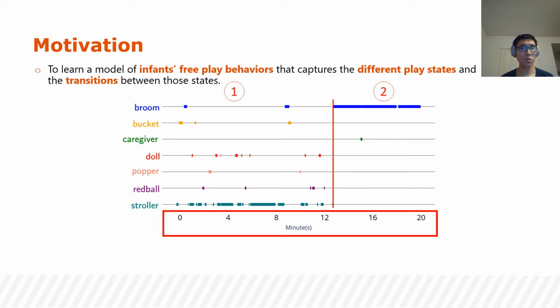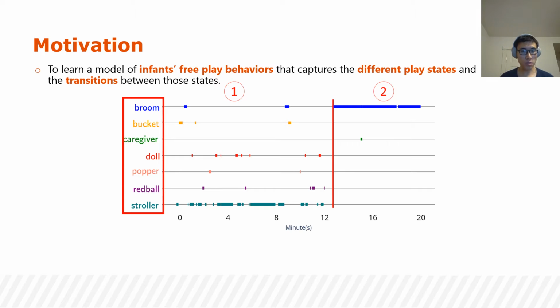The x-axis shows the 20-minute timeline of the whole session. The y-axis shows the toys in the room, with each toy on a line. For each horizontal line, the colored segment shows the infant's interaction with the toy on the left during that duration.